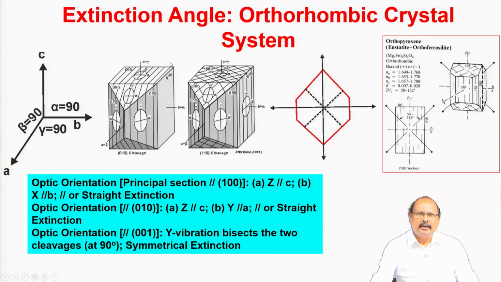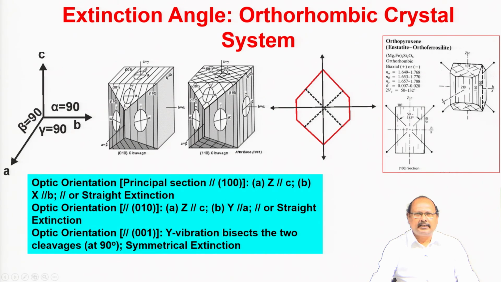In this system, you see there is a cleavage, and this cleavage is parallel to the 0 1 0 plane. Let us try to see here: this is the B crystallographic axis, this is the C crystallographic axis, and this is your A crystallographic axis. And you see this particular direction is your cleavage direction.